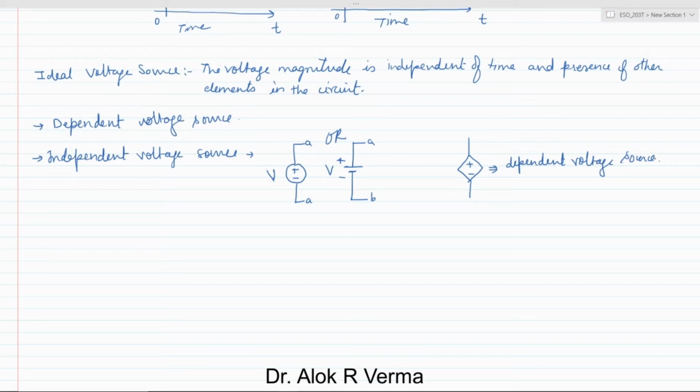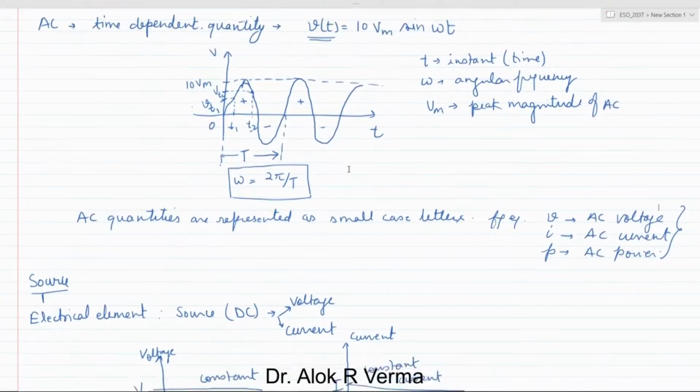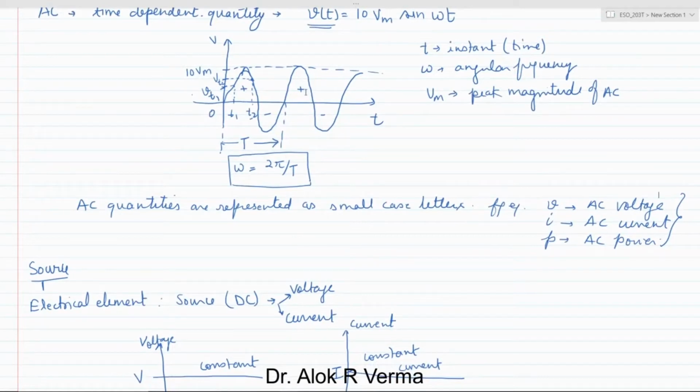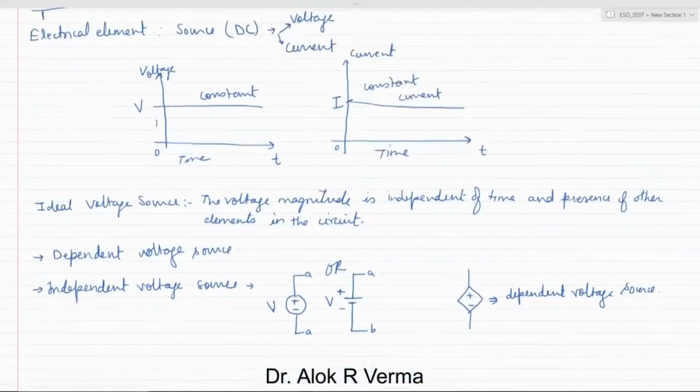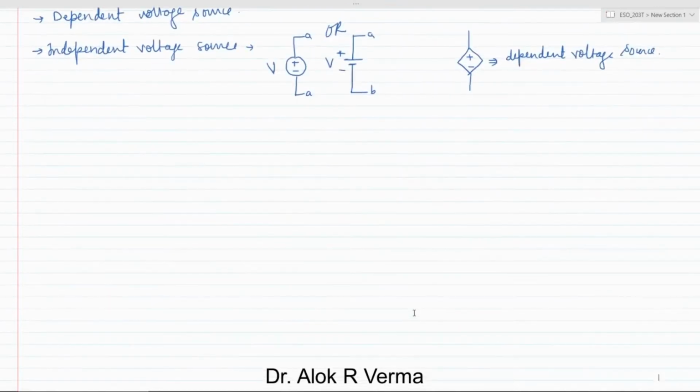Okay. And if we go a little back, here we have seen AC quantity, in which the polarity is changing. Similarly, in case of DC, the polarity is not changing because it's a constant. Therefore, if we talk about the independent voltage source of type AC, then it is represented by this.